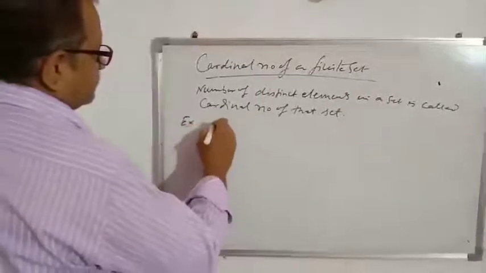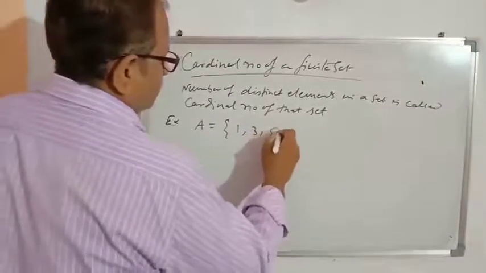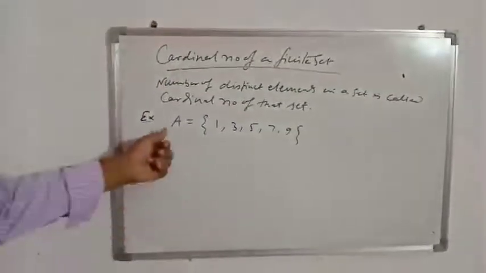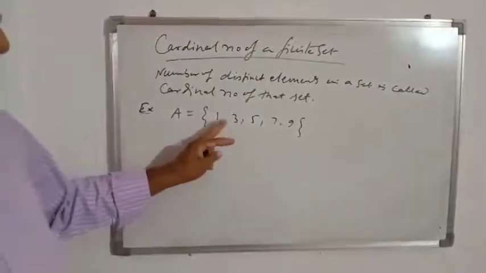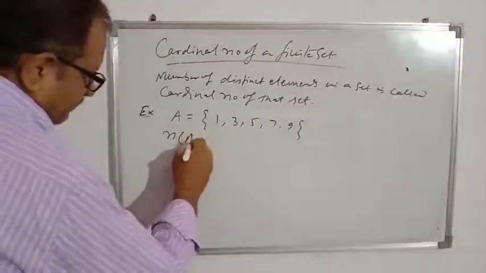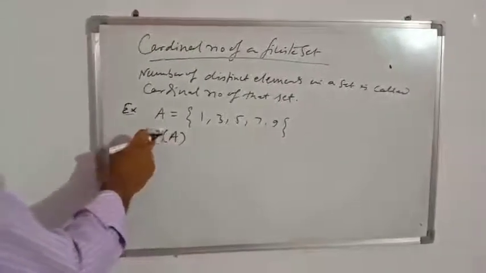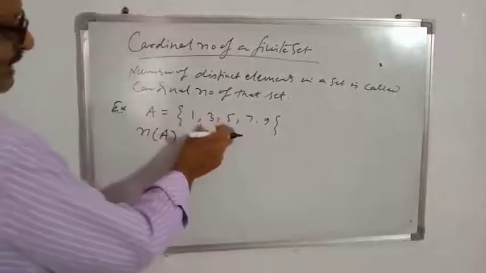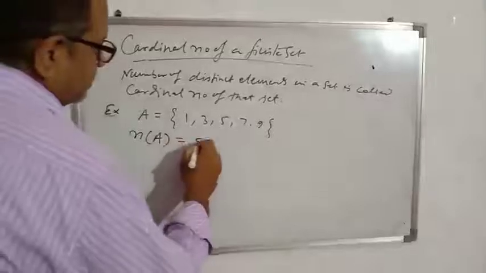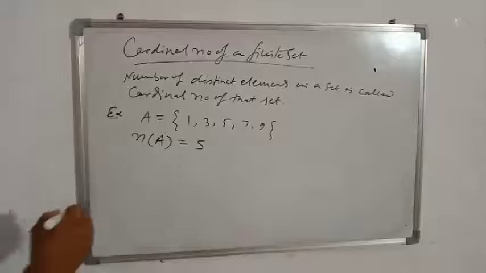See example, suppose a set A, it contains the elements 1, 3, 5, 7, 9. This is a set which contains how many elements? 1, 2, 3, 4, 5. So we can write cardinal number of set A. NA means cardinal number of set A. Cardinal number means number of different elements present in that set. So NA is equal to how much? 5. 5 elements are here. So cardinal number of set A is 5.